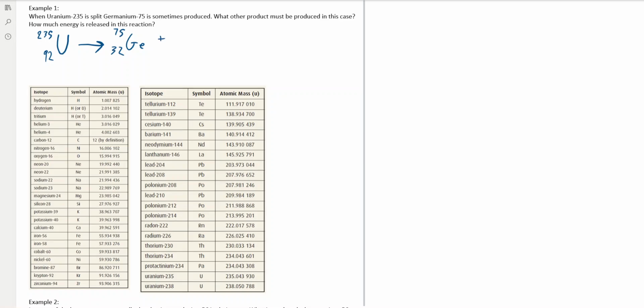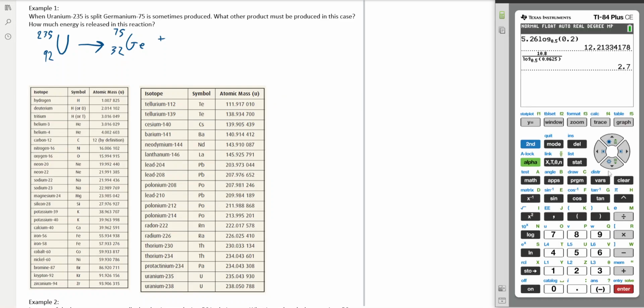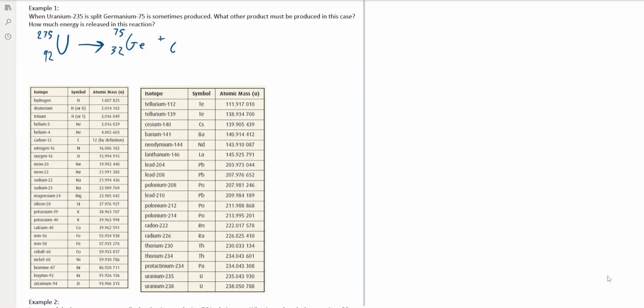So if that's true, what other product must be produced? Well, it's going to be another element. So what we're going to do here is go 92 minus 32 to get our new proton count, 60, which is neodymium, Nd.